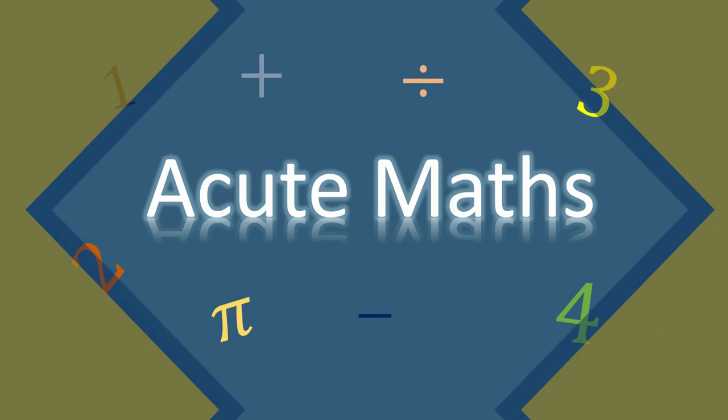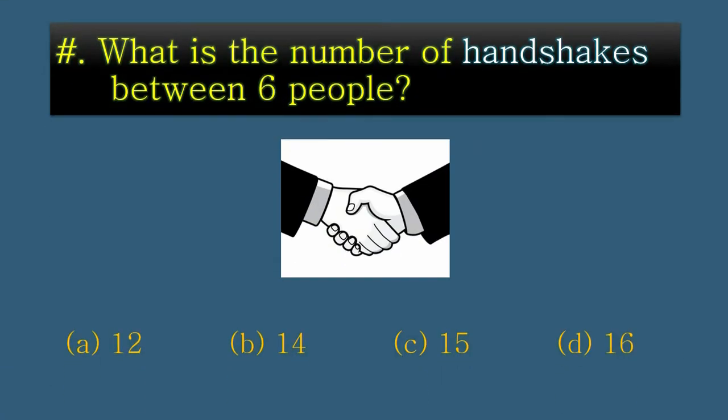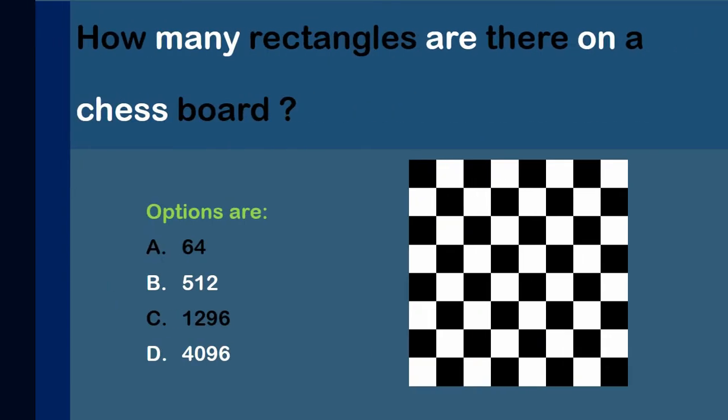Today we are going to solve two problems using the combination topic of mathematics, which you are going to read at the college level. The first problem is to find out the number of handshakes between 6 people, and the second problem is to find out the number of rectangles that can be constructed on a chessboard.